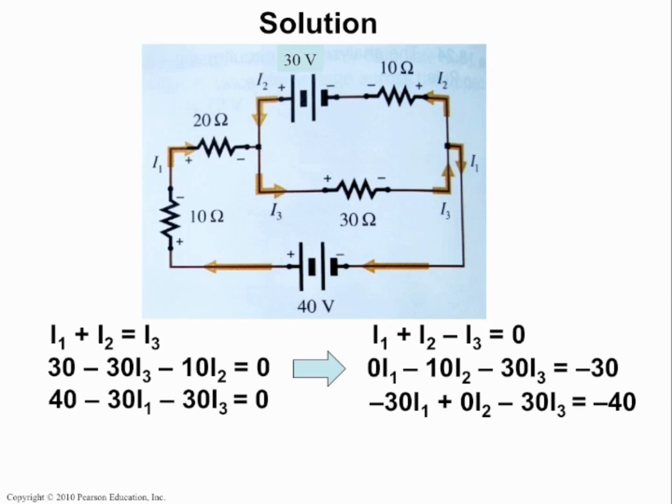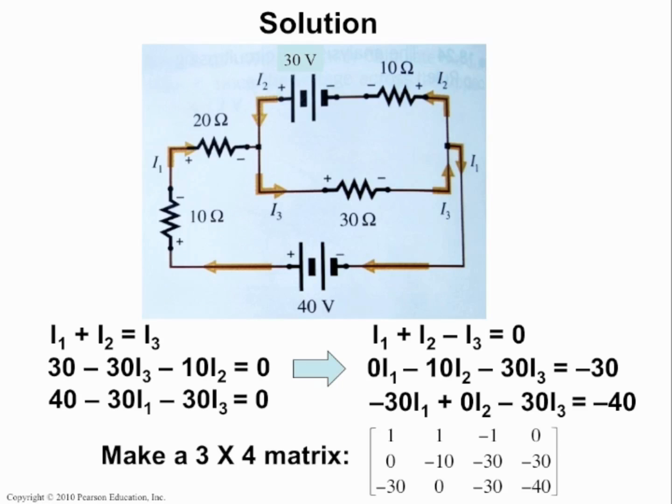Now, what was the reason for this? The reason for this is we're putting things in order because we're going to use something called a matrix. Make a 3x4 matrix, and that 3x4 matrix is going to look like this. 1, 1, negative 1, 0, since those are the coefficients of the top equation. Then my next row is 0, negative 10, negative 30, negative 30, because those are the coefficients of the second equation. And finally, my third row is negative 30, 0, negative 30, negative 40, because those are the coefficients of the third equation.